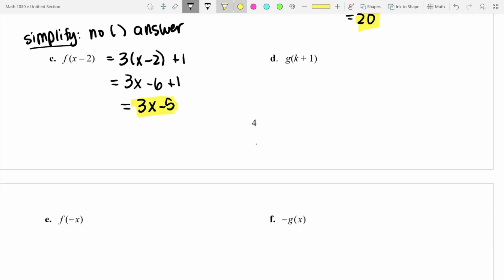Find g of k plus 1. So go into the g of x, and wherever you see an x, put in a k plus 1. So it goes 3 times k plus 1 squared plus, in parentheses, k plus 1 minus 4. Whatever you're putting in, put in parentheses, so you're careful. Okay, can someone tell me what to do right now? How do I simplify this?